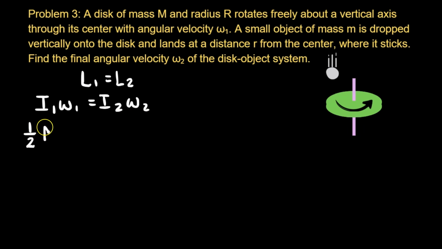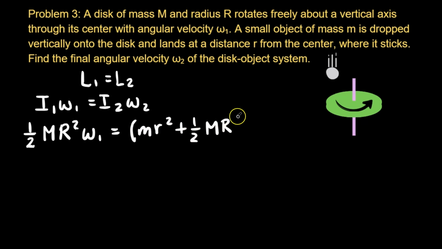Next, we're going to substitute the given variables for our moment of inertia, remembering that the moment of inertia for a disk is 1 over 2 mr squared, and the moment of inertia for a point mass is mr squared. That gives us 1 over 2 big M big R squared omega 1 is equal to mr squared plus 1 over 2 big M times big R squared, times omega 2. On the left is the initial situation where we just have the disk, and on the right-hand side is the situation afterwards where we have the small object mass m on the rotating disk.